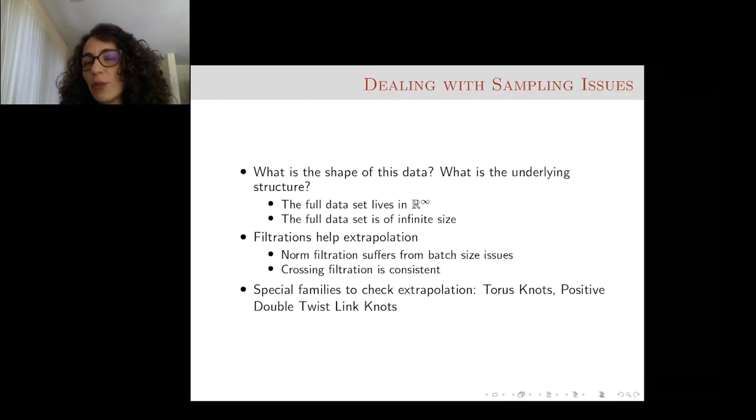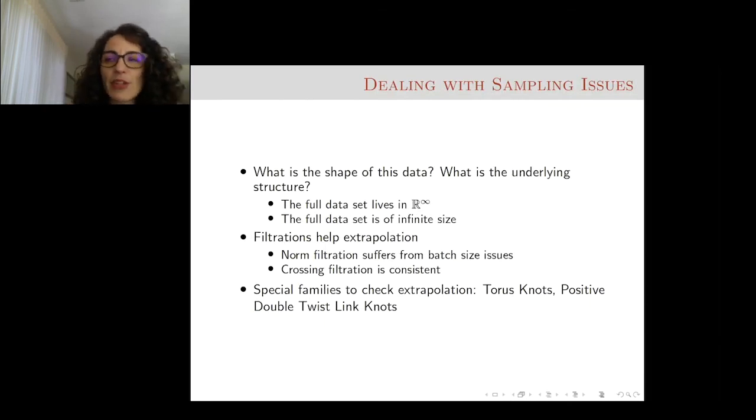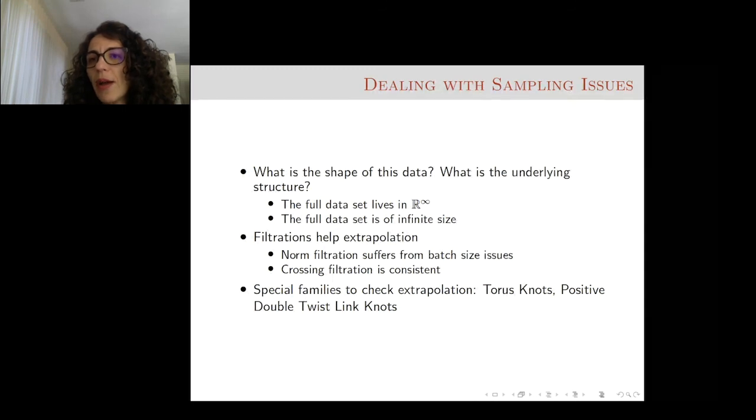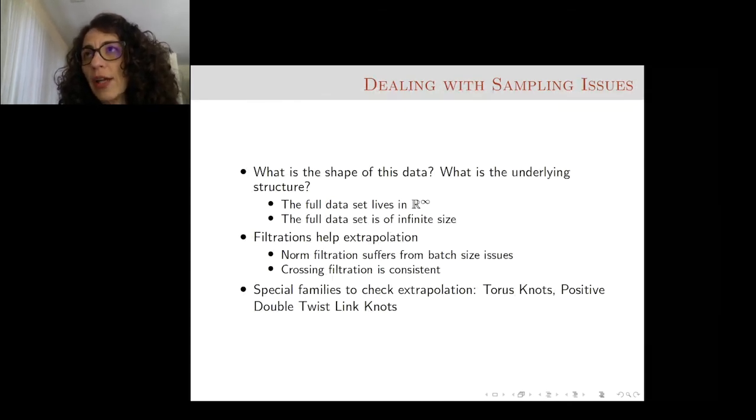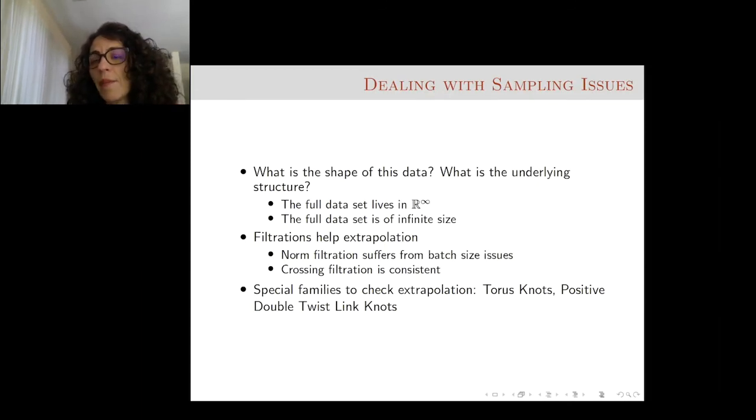We actually looked at two different filtrations: the norm filtration, which has some issues, and it turns out that the crossing filtration is very consistent with what we're doing. In addition, we wanted to look at special families of knots and how this method would apply to them. Of course, the step that's missing is doing some sampling, or maybe using randomly created knots. But the conclusion for now is that if you're looking at the persistent PCA, the filtration with respect to crossing number is remarkably stable.